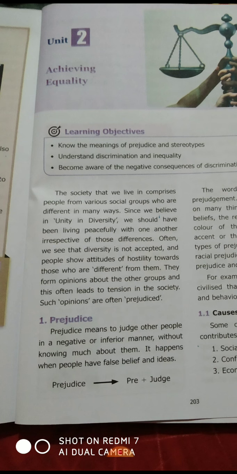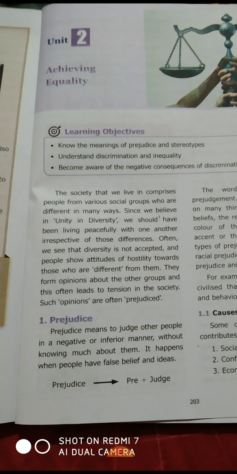Often we see that diversity is not accepted and people show attitudes of hostility towards those who are different from them. They form opinions about other groups and this often leads to tension in society. Such opinions are often prejudiced. Prejudice means to judge other people in a negative or inferior manner without knowing much about them.